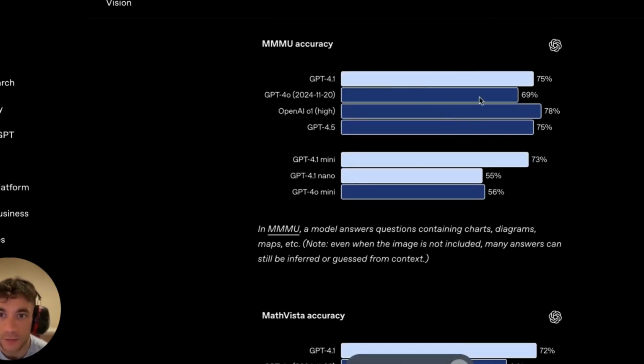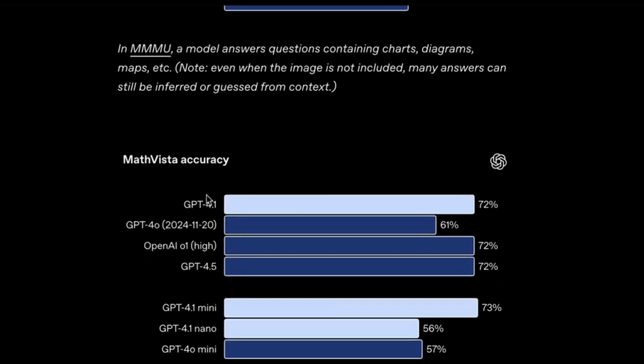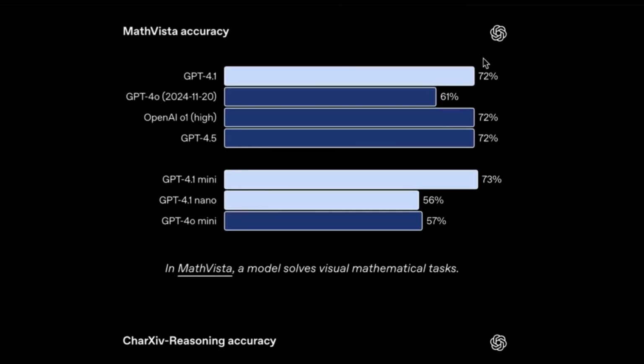MMMU accuracy, so here's some more benchmarks. GPT 4.1 is outperforming 4o, but OpenAI o1 is still outperforming it, right? So these models are still more powerful. GPT 4.5 is on par for MMMU accuracy. And then you've got MathVista accuracy over here. So it's tied with pretty much everything. 4.1 and 4.1 Mini are performing pretty well right there.